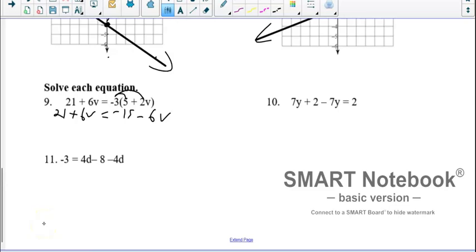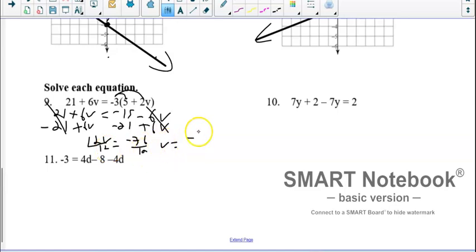Now, because of space, I'm going to add 6v, cancel this and add 6v here. I'm going to minus 21 and minus 21 here. That cancels those. And that's going to give me 12v equals negative 36. And when I divide by 12, v equals negative 3.